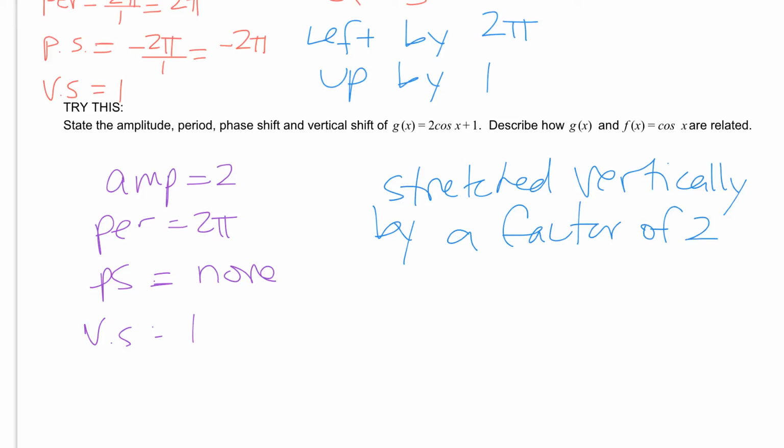Our period is still 2 pi, so that hasn't changed. There's no phase shift, so we're not going left or right. And a vertical shift of 1, and it's positive, tells us that we're going to go up 1.